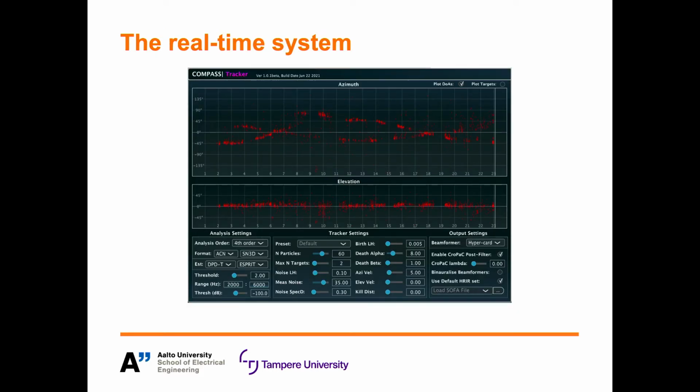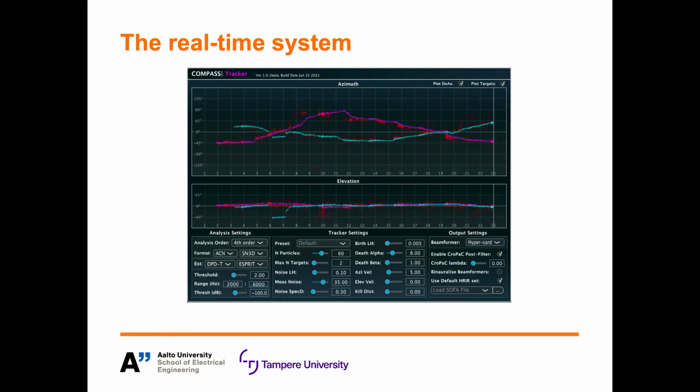And here it is. So the real-time system was implemented as a VST audio plugin. The directional arrival estimates are depicted as red dots on the graphical user interface, which plots them over time and separately for the azimuth and elevation. And for this particular recording, it looks like there are two active moving sound sources. And if we enable the tracker, we are able to see the trajectories of the two sources.